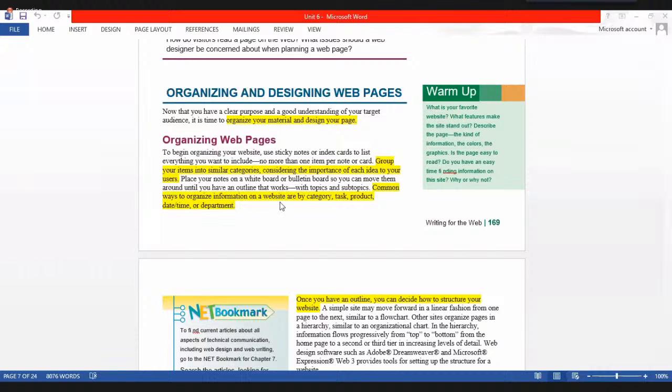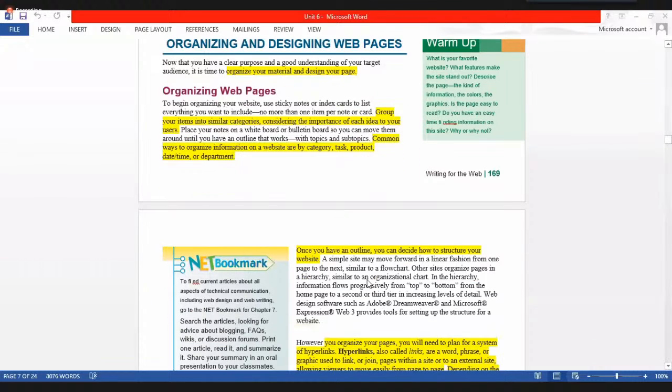So according to this, you can include the materials according to category, according to task, according to product, according to date, according to time, and according to department. You can organize the information there.